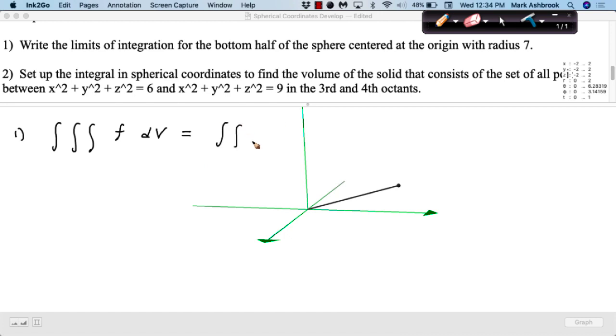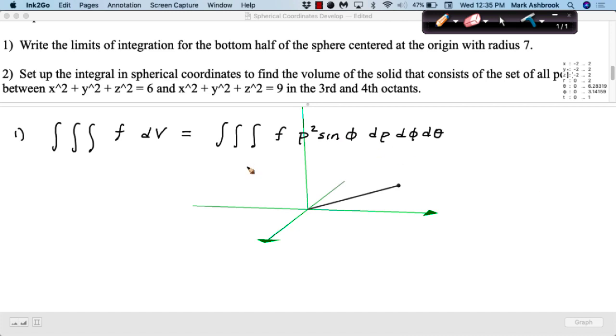So normally the order we do is, dV is what we just derived, rho squared sine phi. And what's going to happen, if we're actually solving the integral, to the rho squared sine phi? It gets multiplied by whatever function we're integrating. And so then normally we do d rho, d phi, d theta. So we're going to do rho first, will be from what to what? For the bottom half of the sphere centered at the origin with radius 7.